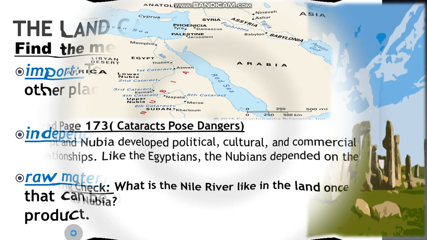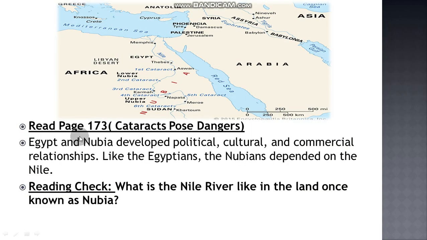Now we're going to go to our first section, page 173, which talks about cataracts pose dangers. So after you guys read this page, here's a summary of it. Egypt and Nubia developed political, culture, and commercial relationships. Like the Egyptians, the Nubians depended on the Nile.